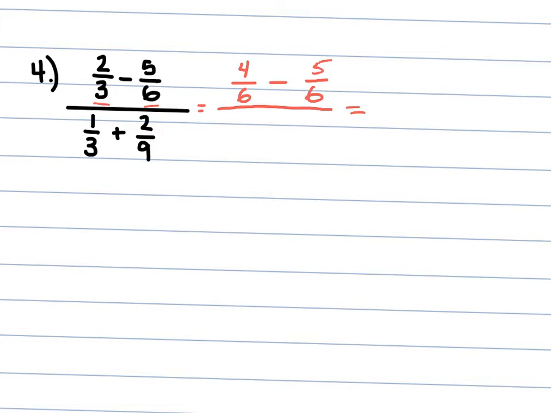So we take 3 times 3 to get 9, so it'll be 3 over 9, plus 2 over 9, there's no point changing that. So then it becomes negative 1/6 over 5 over 9.